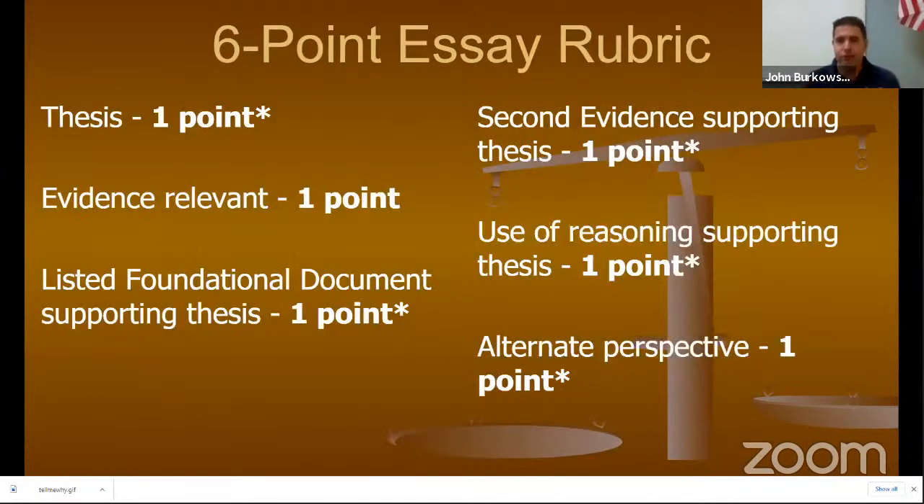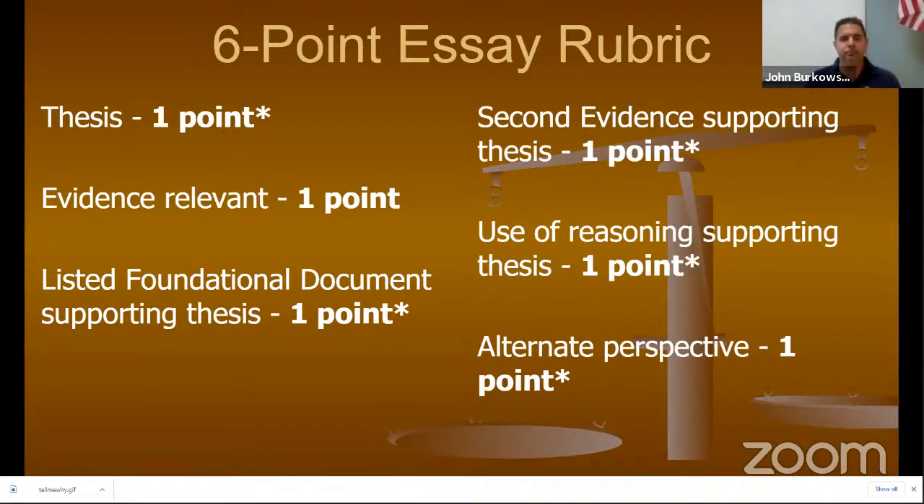So let's become familiar with the rubric. It is a 6-point rubric. You can earn 6 points. Let's break it down. All right, thesis. Gotta have a thesis that'll give you 1 point. If you have an acceptable thesis that has a defensible claim with a line of reasoning, awesome. You may notice the little asterisk next to that. I will explain in just a few.